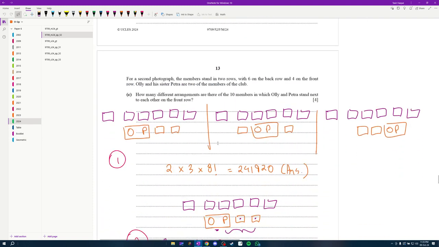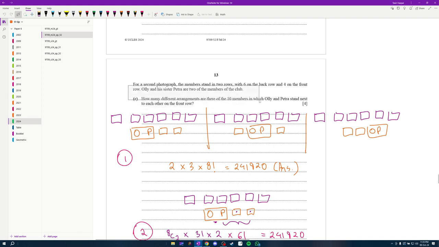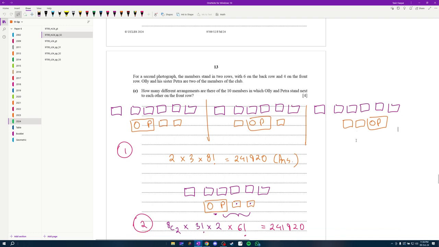For a second photograph, the members stand in 2 rows with 6 on the back row and 4 on the front row. Ollie and his sister Petra are 2 of the members of the club. How many different arrangements are there of the 10 members in which Ollie and Petra stand next to each other on the front row? So this is the arrangement, 6 on the back and 4 on the front. And Ollie and Petra. Ollie doesn't want to let his sister Petra be alone, so they're going to stand together. Now what options do they have? They can either stand on this end, in the middle, or on the right hand side.